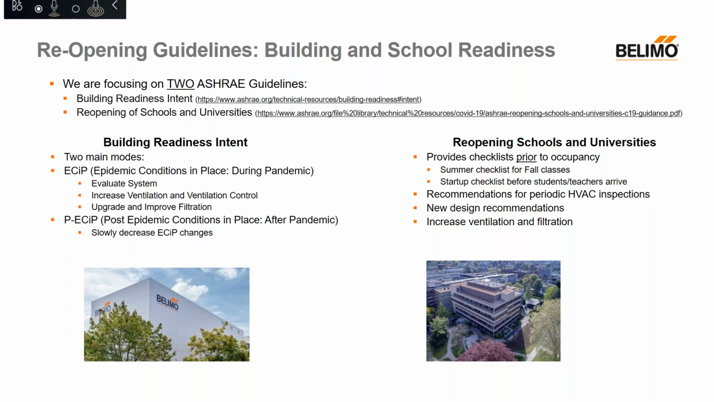So in terms of the recommendations for schools and universities, ASHRAE focuses initially on inspections and actually provides physical checklists to go through before these schools are actually reopened. They also give details on new designs and recommendations for new designs to really help mitigate virus exposure. Again, this is current to the current pandemic, but also for if anything in the future were to come up. So again, this guideline as well, just like the building readiness intent, is heavily centered around increasing ventilation and increasing filtration.